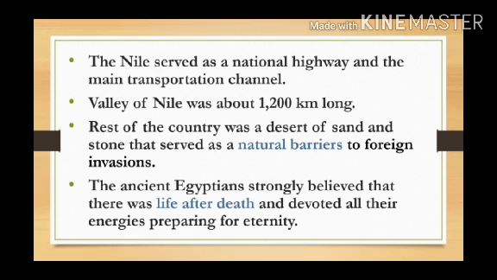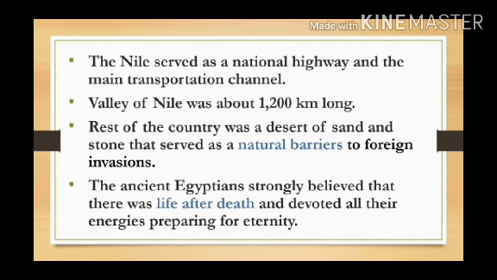The valley of the Nile was a narrow strip of fertile land stretching along the banks of the Nile. It was about 1200 kilometers long. The rest of the country was a desert of sand and stone. These deserts served as natural barriers to foreign invasions. So the early Egyptian settlers enjoyed many years of peace and security during which they learned to build huts, grow crops, domesticate animals, and establish a society of their own.